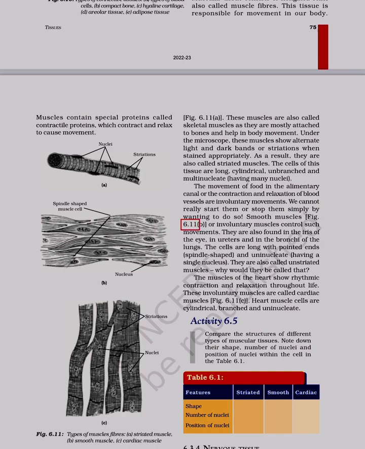Smooth muscles, figure 6.11 B, or involuntary muscles control such movements. They are also found in the iris of the eye, in ureters and in the bronchi of the lungs. The cells are long with pointed ends, spindle-shaped and uninucleate, having a single nucleus. They are also called unstriated muscles. Why would they be called that?